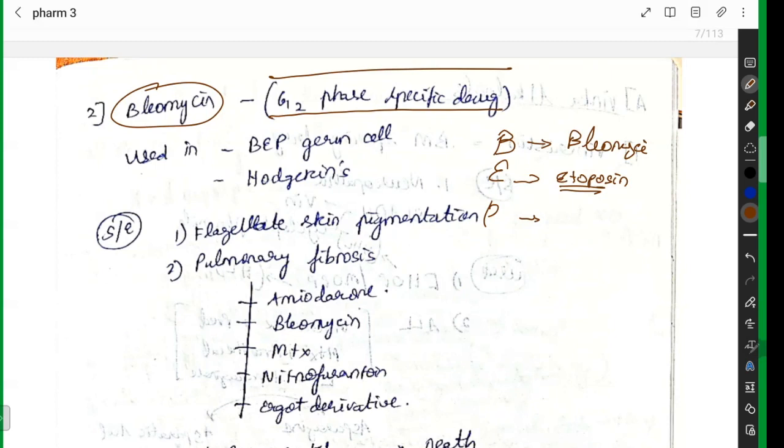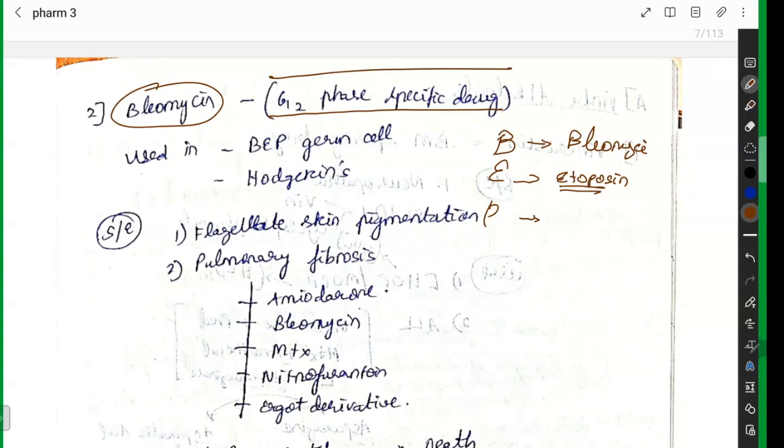Okay, topoisomerase 1 is going to be your irinotecan. They are going to inhibit your S phase. I want you to be very clear with that. Your etoposide also inhibits G2 phase. Your bleomycin also inhibits G2 phase. And the third one is going to be the platin group of drugs.